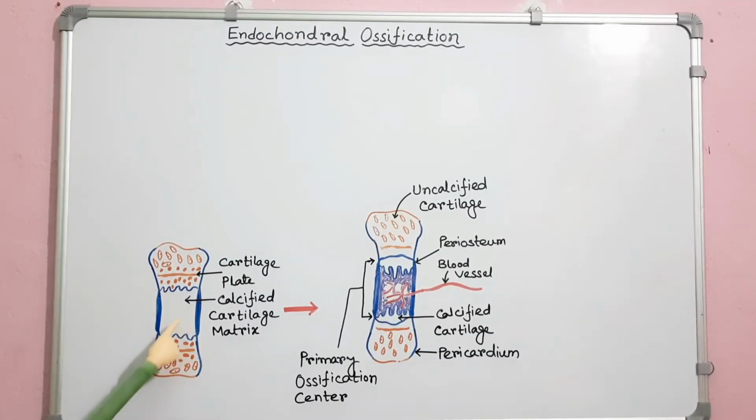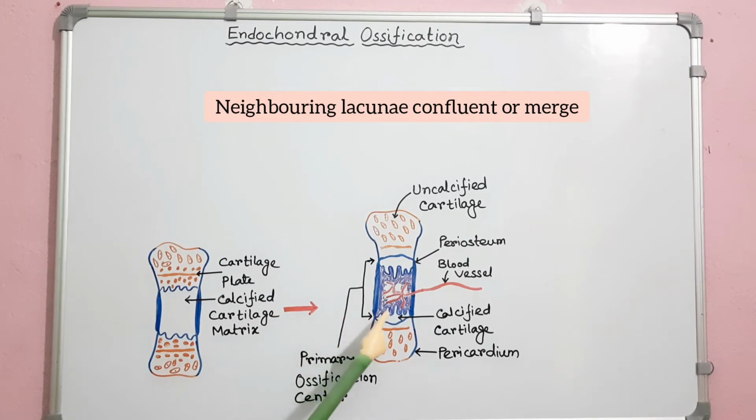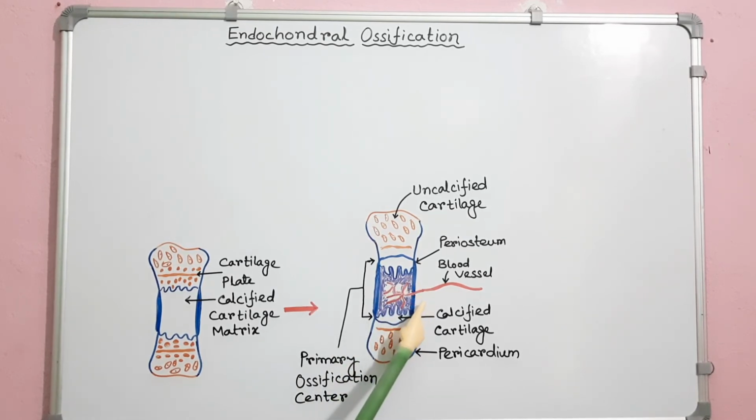The calcified cartilage matrix inhibits diffusion of nutrients, causing the death of the chondrocytes in the cartilage model. With the death of the chondrocytes, much of the matrix breaks down, so neighboring lacunae become confluent or merge. Ultimately, an increasingly large cavity is produced. While these events are occurring, one or more blood vessels grow through the thin diaphyseal bony collar to vascularize the cavity.